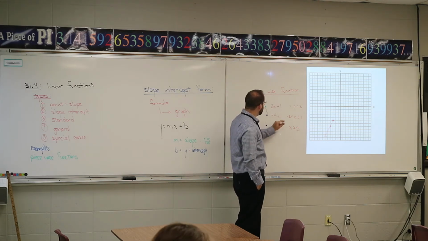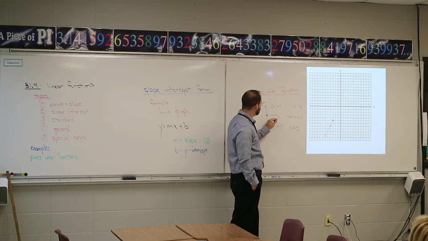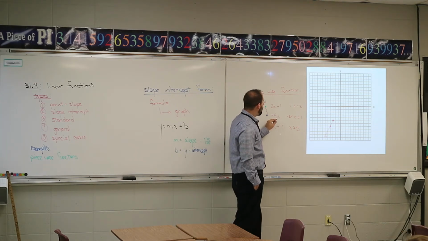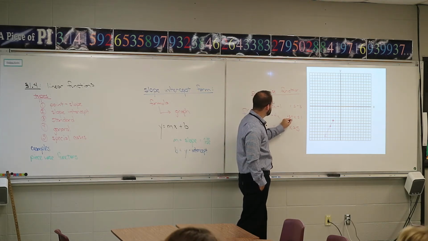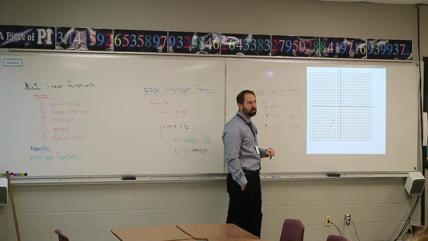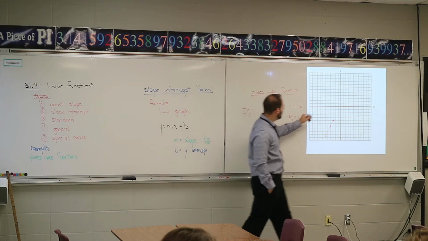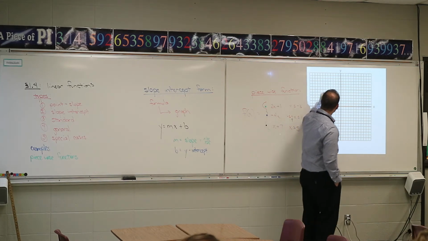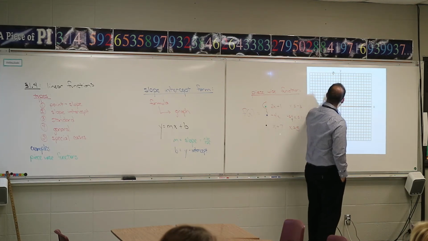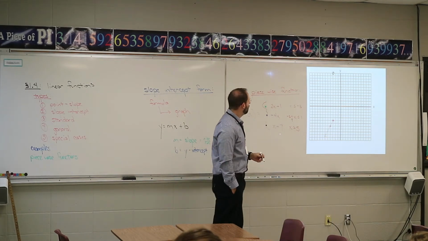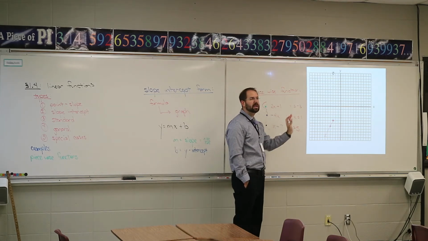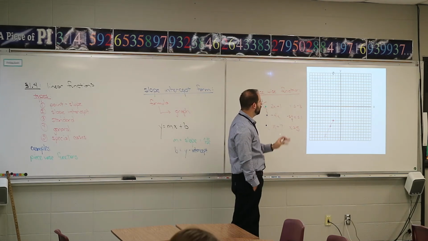If I plug in a -3 here, what's -3 times -4? Positive 12, right? And since I cannot include it, there's no bar here, I'm going to have an open circle right there. At -3, my answer was positive 12, and I have an open circle because it had to be strictly greater than -3.